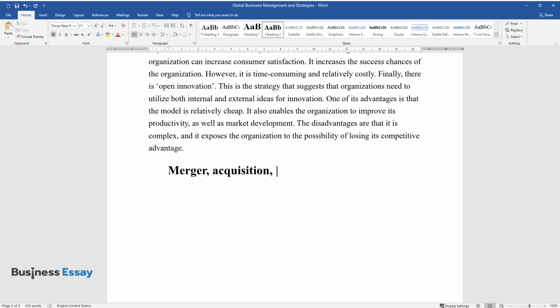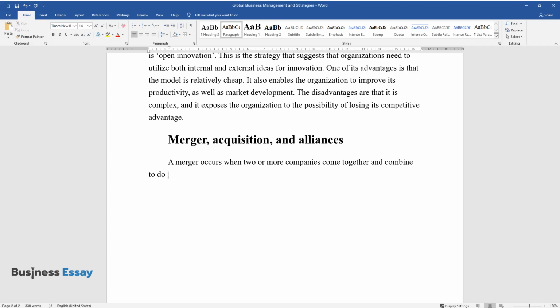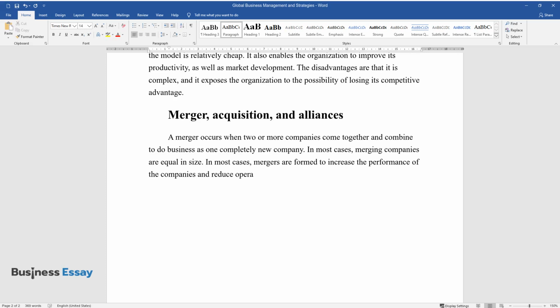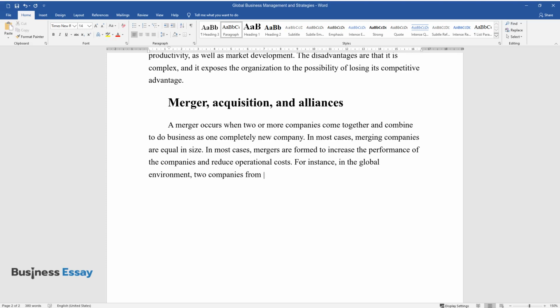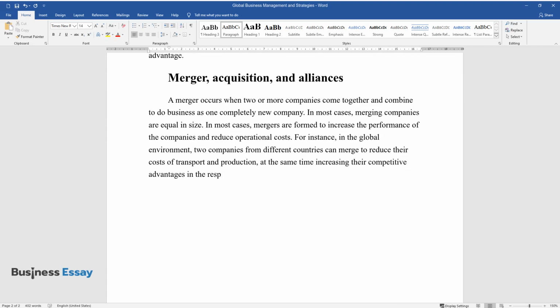Merger, acquisition, and alliances. A merger occurs when two or more companies come together and combine to do business as one completely new company. In most cases, merging companies are equal in size. In most cases, mergers are formed to increase the performance of the companies and reduce operational costs. For instance, in the global environment, two companies from different countries can merge to reduce their costs of transport and production, at the same time increasing their competitive advantages in the respective countries.